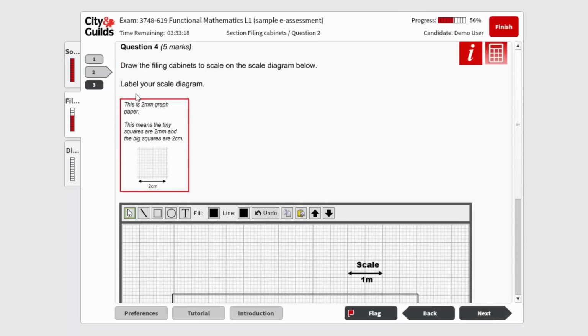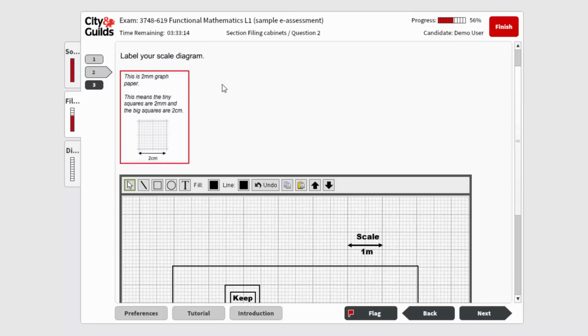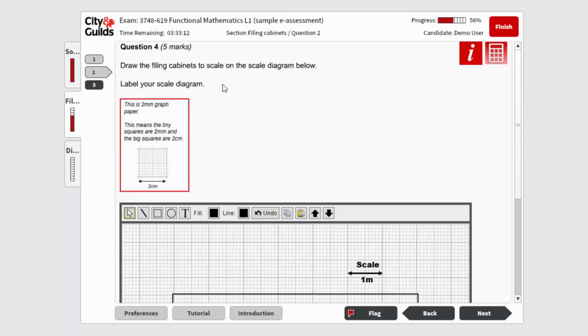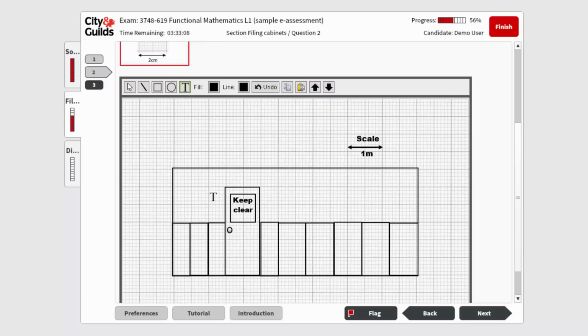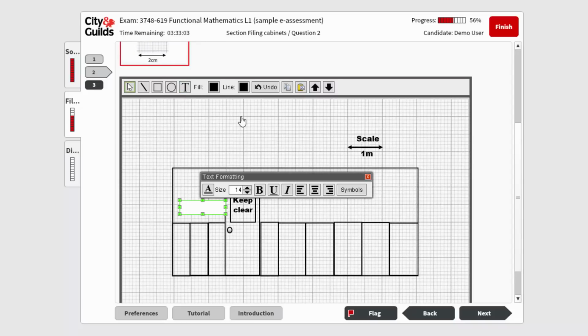What we're also going to need to do is label the diagram. So when it comes to labeling, I'm going to say where the narrow filing cabinets are, where the wide filing cabinets are. I'm also going to point out what the lengths of some of the important lines are.